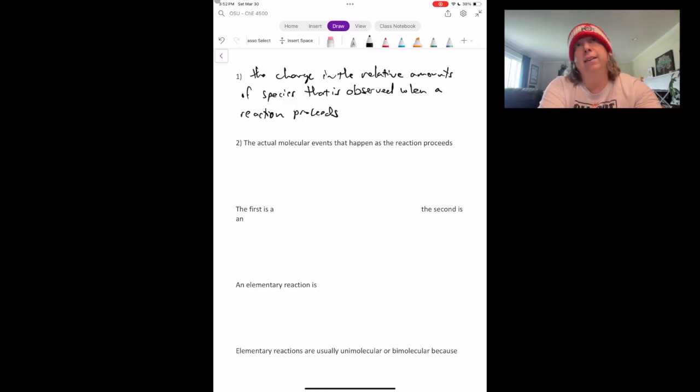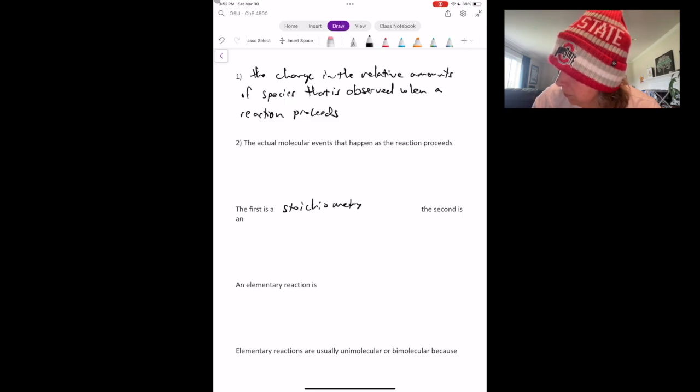In the second case, nitric oxide oxidation, that tells us the relative changes in the amounts of the different species as the reaction proceeds, but it's not telling us about the actual molecular events. It's only telling us about the change in stoichiometry, or the stoichiometry needed for the reaction. And so what we do is we call this first piece, the reaction or this definition here, a stoichiometry statement. And then the second one is an elementary reaction.